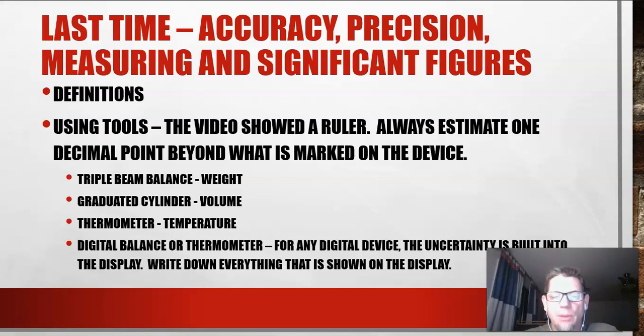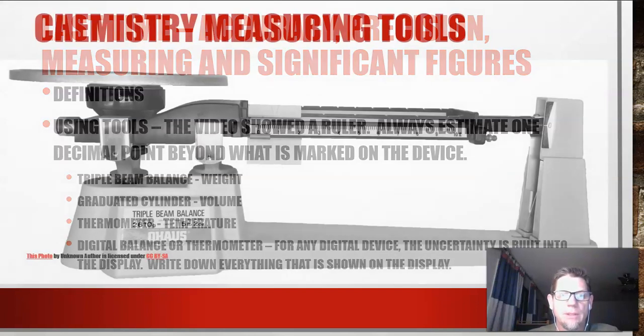We'll talk about this in a moment. The uncertainty is built in, so you would just write down whatever is shown on the display. You don't round it, you don't estimate anything else. What it says on the screen is what you write down. Some of you may have a digital scale at home that weighs how much you weigh. For those, you don't round it. So if it's 196, then you're 196 pounds, not 195 or 200. You write down whatever's on the display. We'll come back to that in a few minutes.